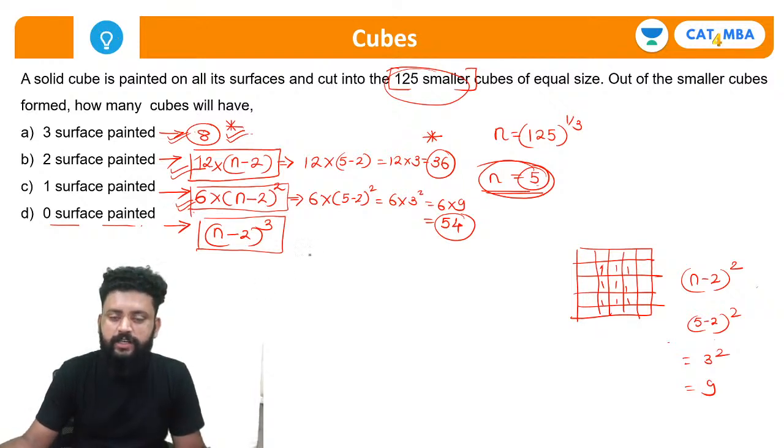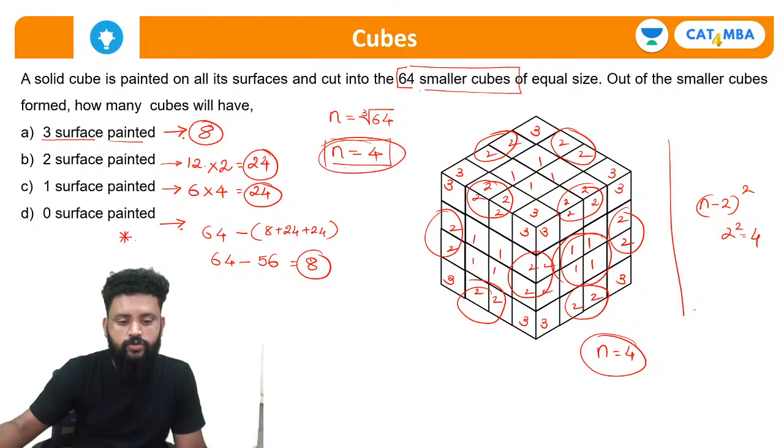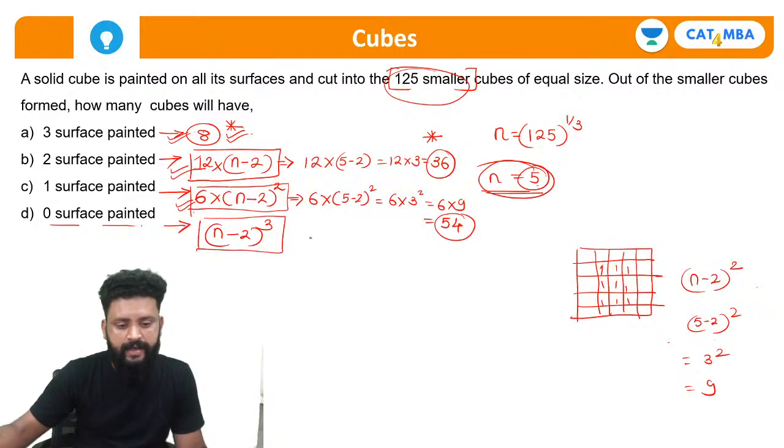In the previous question it was 4 by 4 by 4, so n was 4, n minus 2 was 2, 2 cube is 8, so we got zero surface painted as 8. Now here you can simply solve this question as 5 minus 2 bracket cube. If you do 3 cube, you'll get the answer as 27.